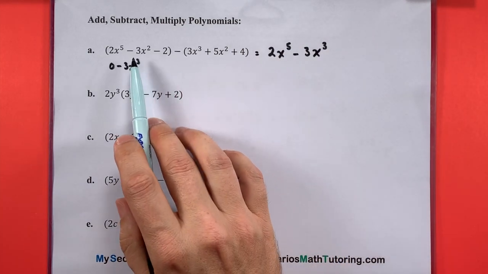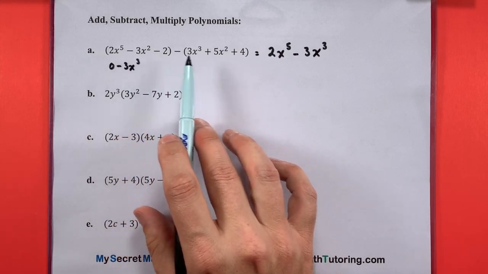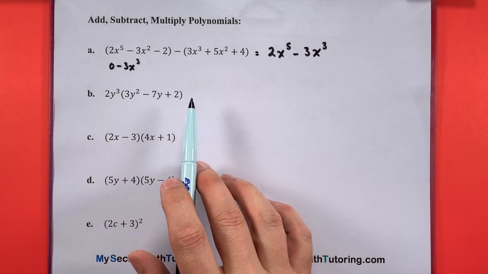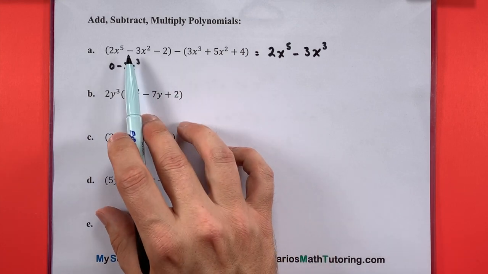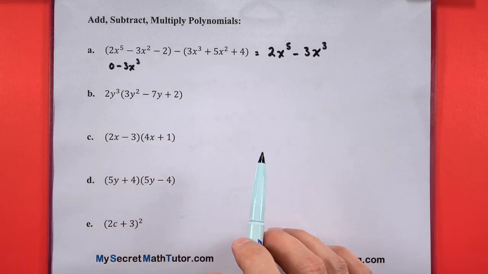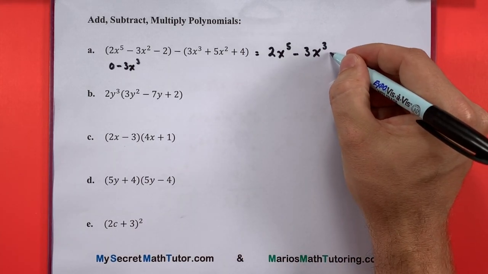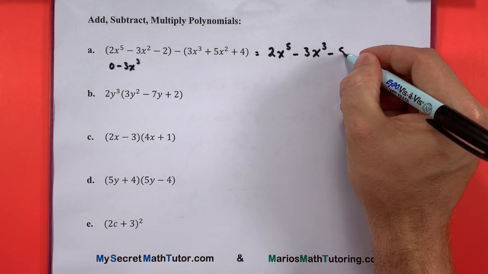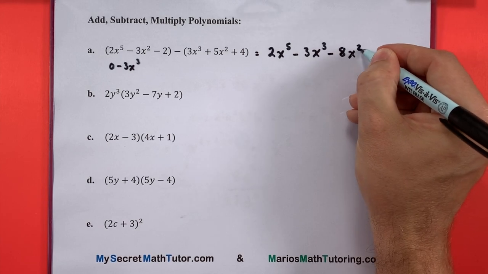All right, that takes care of that one. On to the x squareds, and I see that there are x squareds in both of our polynomials. So I have a negative 3x squared minus a 5x squared. Minus 3 minus a 5 will give us a combined minus 8x squared.